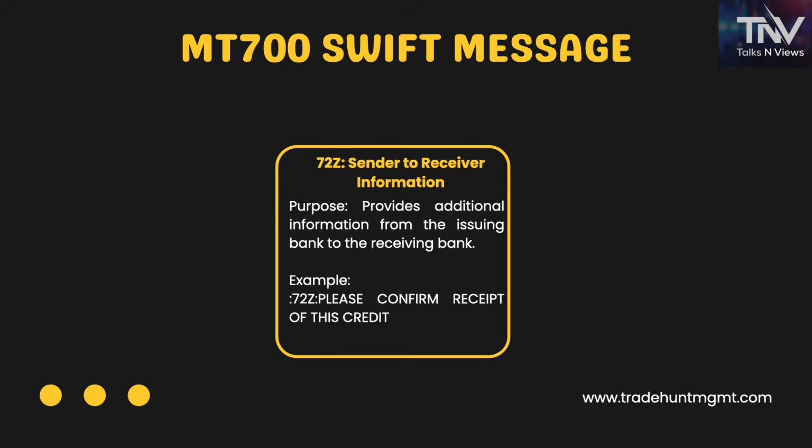Field 72Z, sender to receiver information. Purpose of this field provides additional information from the issuing bank to the receiving bank. Example. Field 72Z, please confirm receipt of this credit. Do not use free format instructions carelessly. The receiving bank must understand exactly what the sender intends.